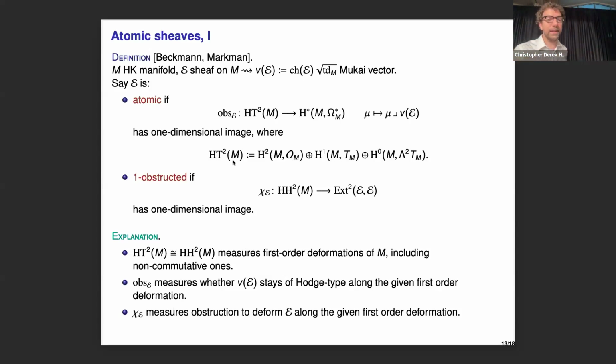Let me say the key important part: being atomic is only a condition on the Mukai vector. There is nothing algebraic. It's a purely topological condition. It just asks that the Mukai vector stays of Hodge type along the deformation, as far as it can. And the second condition says that it actually deforms. So these are the two deformations. In the case of Lagrangians, they coincide. This was one theorem. In general, we don't know. But the important thing here is that it's just a condition about the Mukai vector.